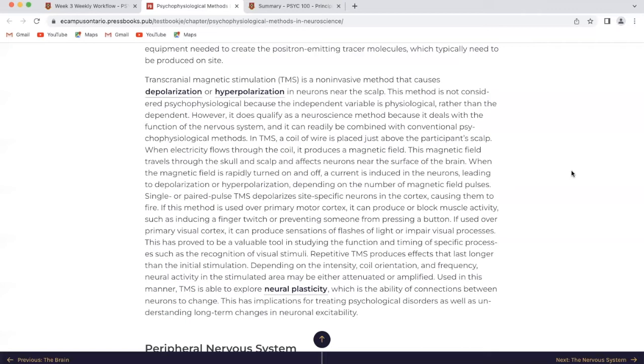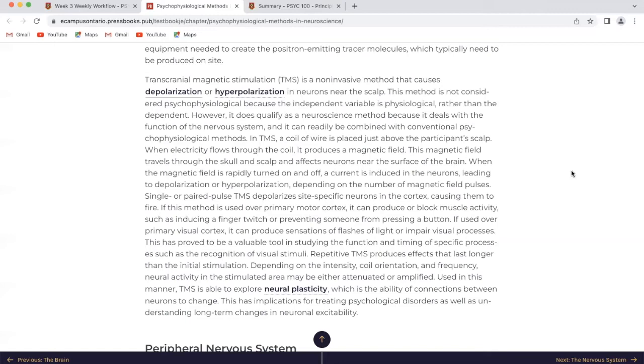Single or paired pulse TMS depolarizes site-specific neurons in the cortex, causing them to fire. If this method is used over primary motor cortex, it can produce or block muscle activity, such as inducing a finger twitch or preventing someone from pressing a button. If used over primary visual cortex, it can produce sensations of flashes of light or impair visual processes. This has proven to be a valuable tool in studying the function and timing of specific processes, such as the recognition of visual stimuli.